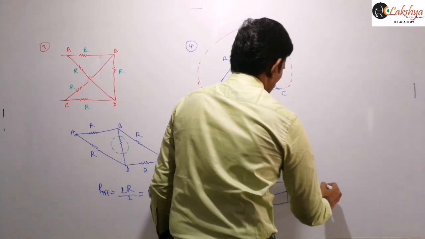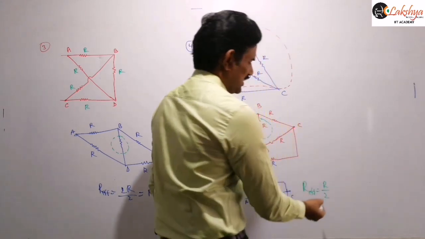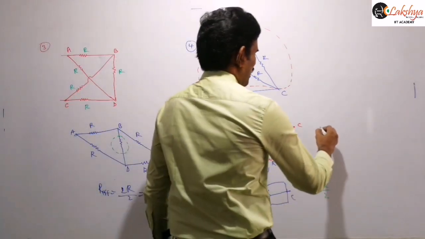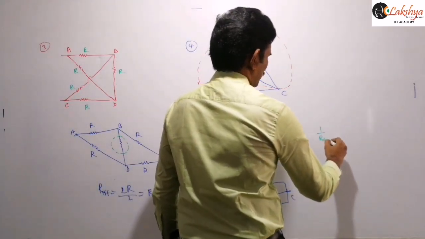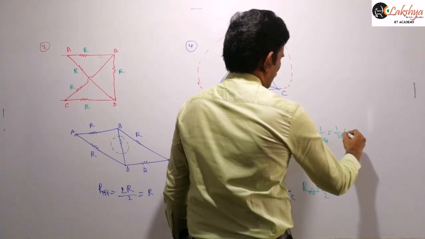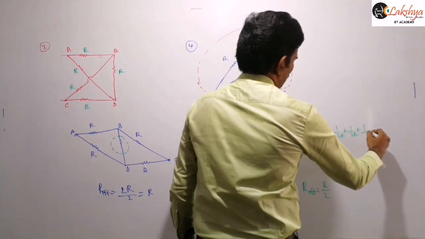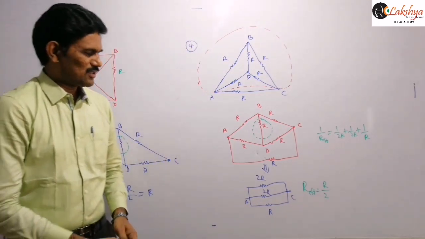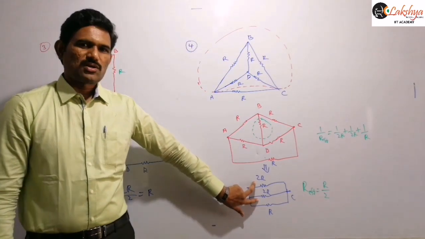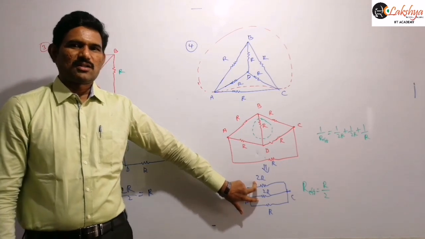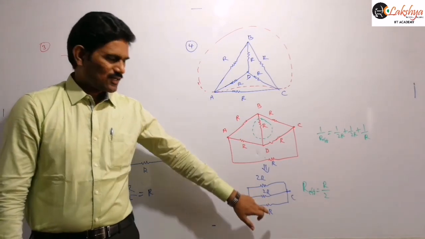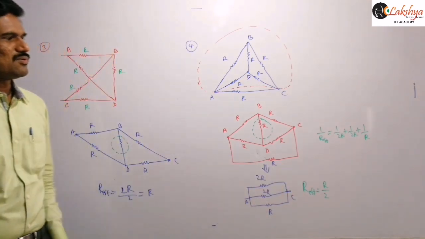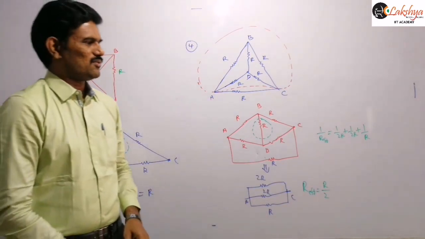R effective is equal to, directly I am writing, if you want you may do the calculation like 1 by R effective is equal to 1 by 2R plus 1 by 2R plus 1 by R. You may simplify that. Then what I am doing here is, first I am taking only 2R and 2R. If 2R and 2R are in parallel, then R you will get. And that R and this remaining R are in parallel again. So then R by 2 you will get. Like that I am solving that, or you can solve directly by using the formula like this.